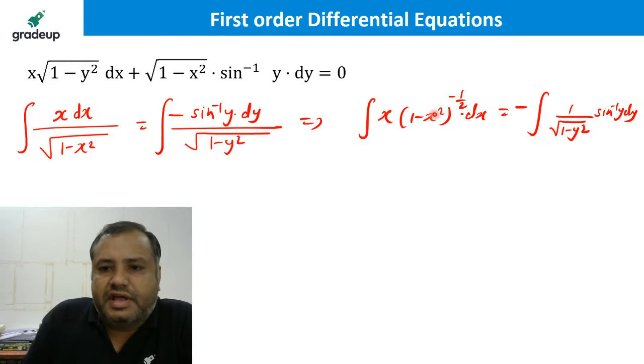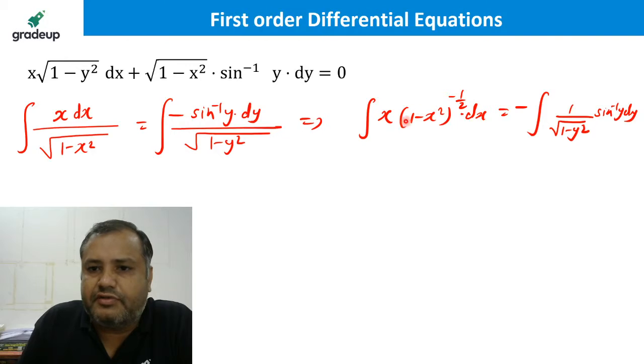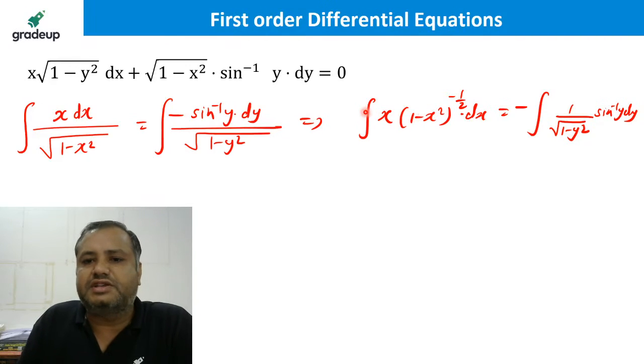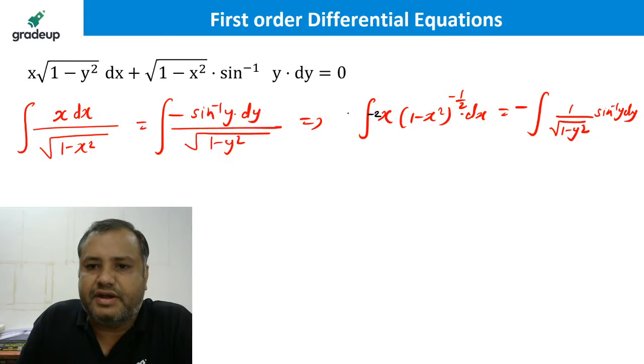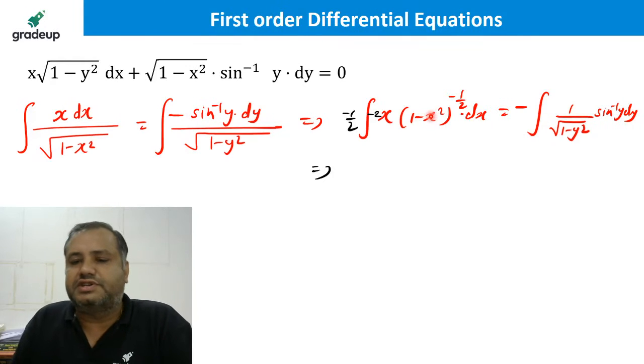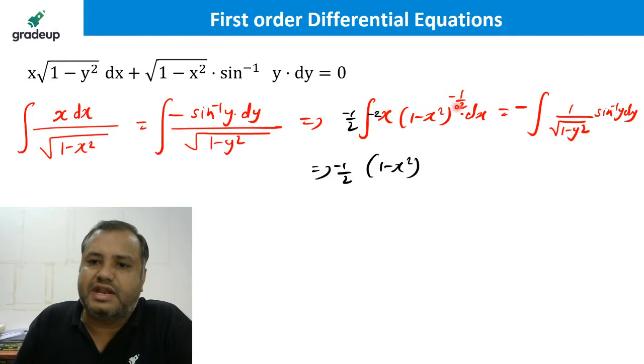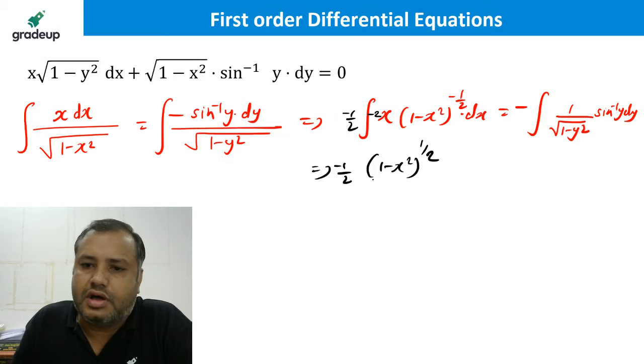Now the derivative of this term can be produced adjacent to it. We can create the derivative of 1 minus x square adjacent to it. So the derivative of this bracket is minus 2x. So multiply and divide by minus 2. That's it. So the derivative of this function is written adjacent to it. So the answer will be bracket to the power n plus 1 upon n plus 1, minus 1 by 2 plus 1 is 1 by 2, upon 1 by 2. This is the integration of the left hand side.